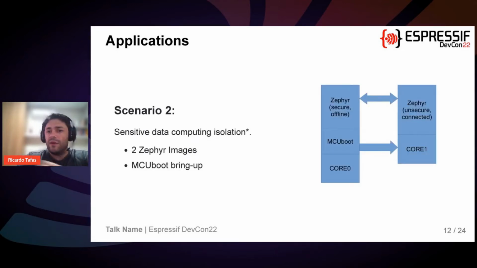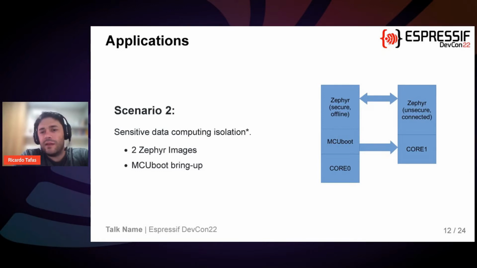The second scenario is for sensitive data computation. So users may have a connected firmware on one of the cores, in this case on core 1, and they may have some security or sensitive data being computed on core 1. So in this case, it's favorable that they use MCU boot load. So the unsecure core won't have any kind of privilege over the secure system.